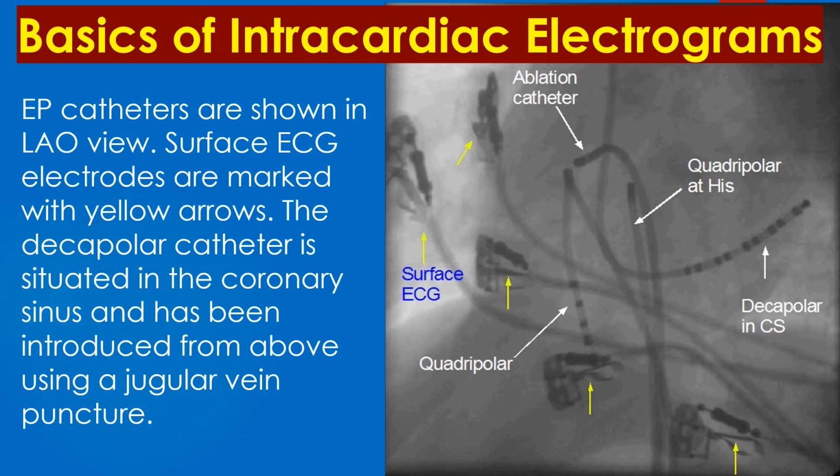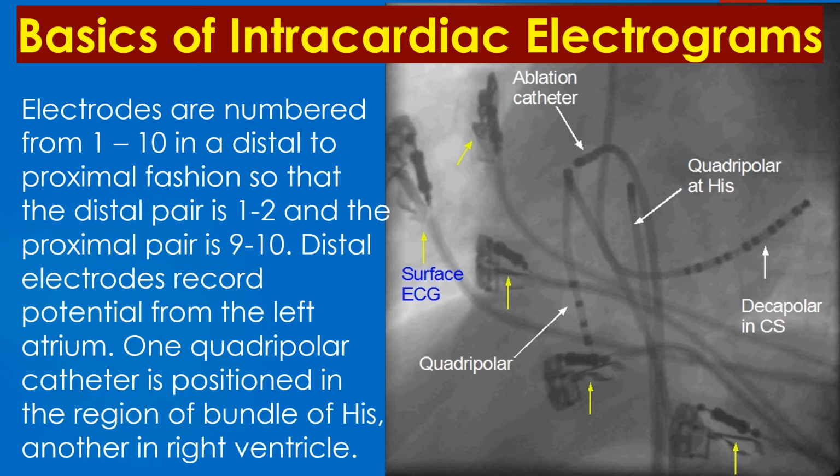Electrophysiology catheters are shown in the left anterior oblique view. The surface ECG electrodes are marked with yellow arrows. The decapolar catheter is situated in the coronary sinus and has been introduced from above using a jugular vein puncture. Electrodes are numbered from 1 to 10 in a distal to proximal fashion, so that the distal pair is 1, 2 and the proximal pair is 9, 10. Distal electrodes record potential from the left atrium.